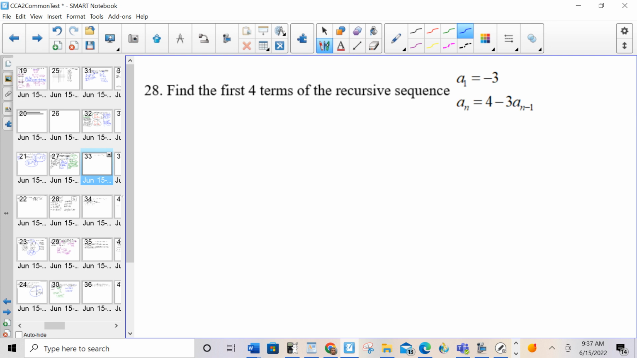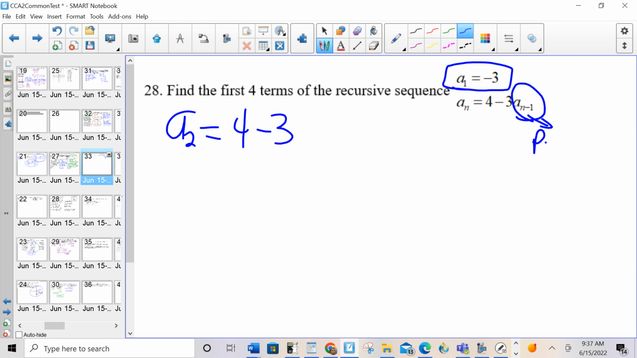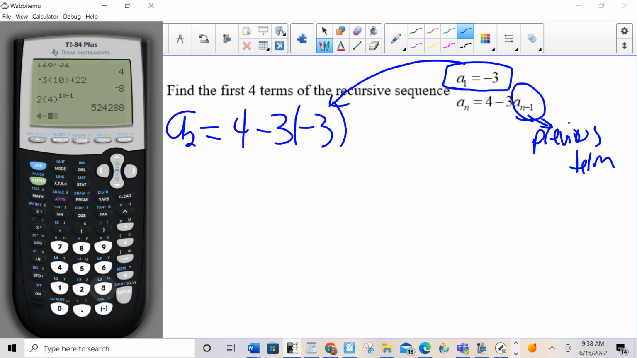We start with the term after the one we're finding. We can only find one term at a time. Since it's giving me A1, the only thing I can find right now is A2. An minus 1 means the previous term. So if I'm finding the second term, it's the first term, and the first term is -3. I'm substituting the previous term into that an minus 1 spot. From there, again, I'm going to assume that you can't do any arithmetic at all. No problem. 13.